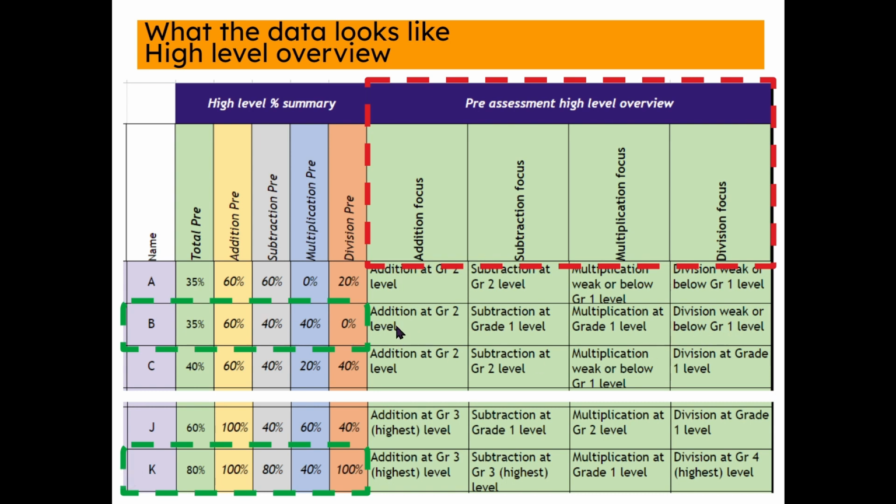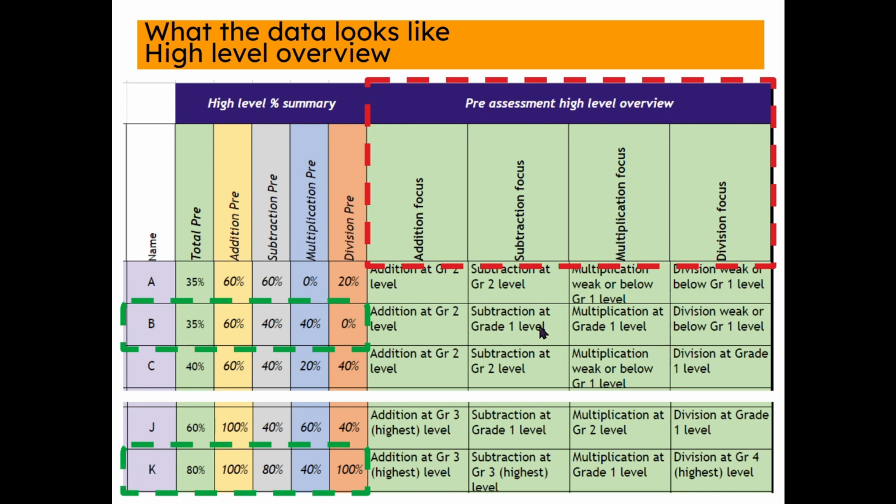Based on the different grade levels of each question for each operation, this tells us that this child, in addition, can do up to grade 2 level. So they've obviously answered grade 1 and grade 2 level questions correctly, but not the others. And they've got 60%, so that's 3 out of the 5. Yeah, so those are going to be the grade 1, grade 2 levels.